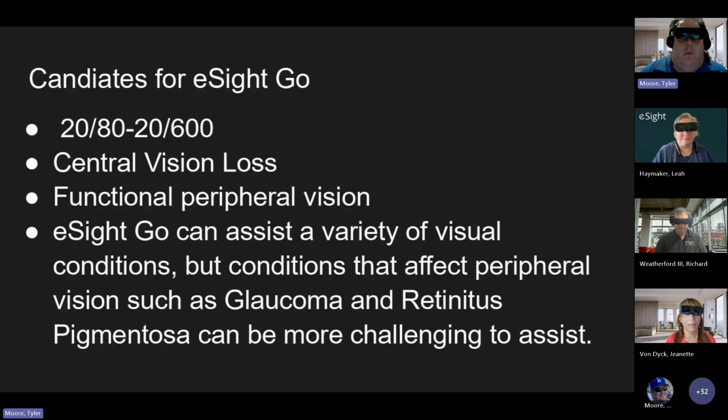But at a high level, eSight Go is designed to assist people with a visual acuity of 20/80 to 20/600, and eSight was designed to help those with central vision loss. For eSight Go to work properly to enhance your vision, we do recommend having some functional peripheral vision. If you don't have a lot of peripheral vision, there is a chance that the eSight will not benefit you. eSight Go is designed to help those with central vision loss, such as macular degeneration or Stargardt, but conditions that affect peripheral vision, such as glaucoma and retinitis pigmentosa, can be more challenging to assist. So that's just something to keep in mind.